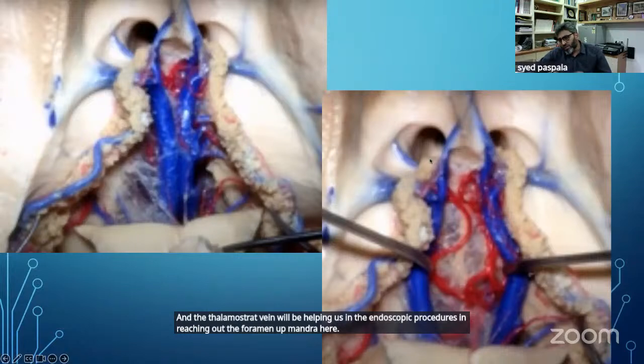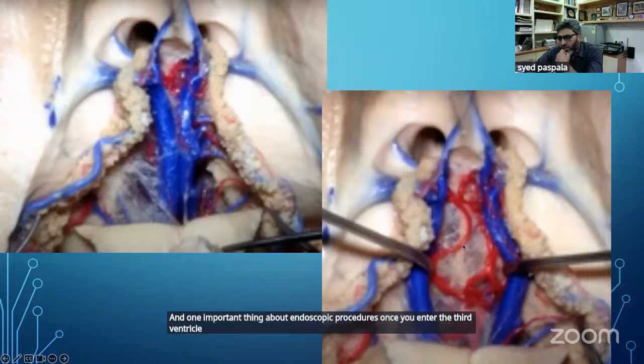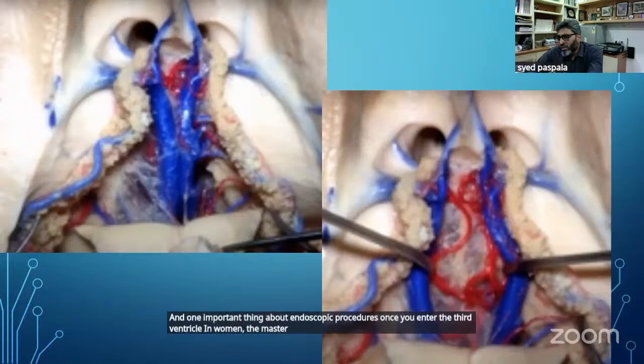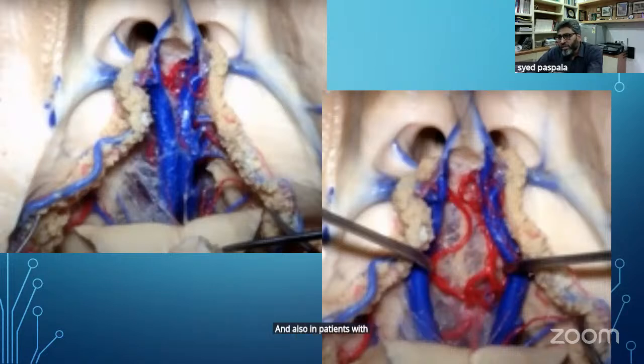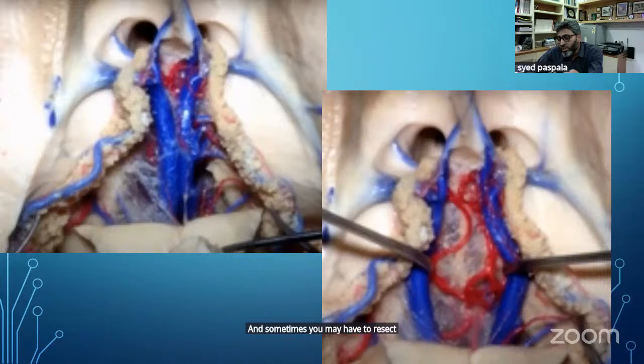And one important thing about endoscopic procedures, once you enter the third ventricle: in women, the massa intermedia will usually be a little bigger than in males. And also in patients with neural tube defects, the massa intermedia will be much bigger, and sometimes it hampers our view into the ventricles. And sometimes you may have to resect some part of the massa intermedia to have a better look inside the third ventricle.